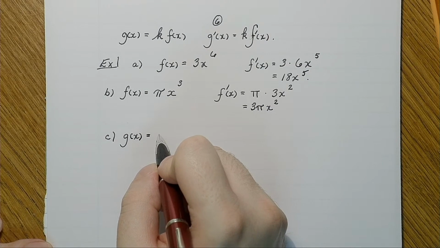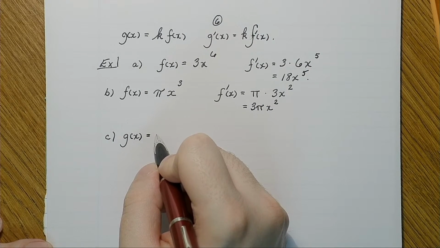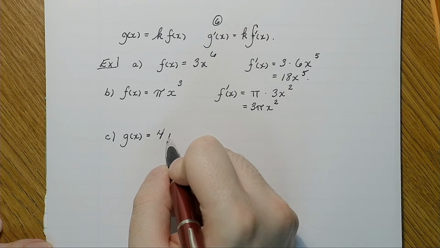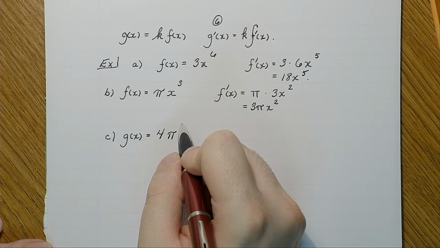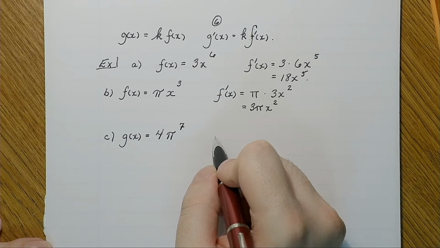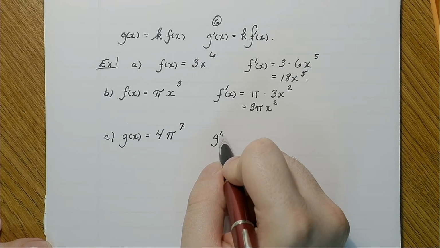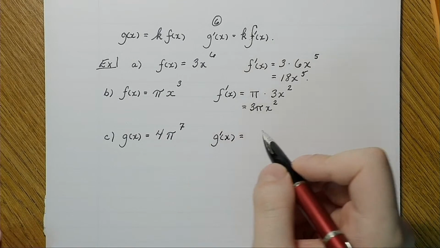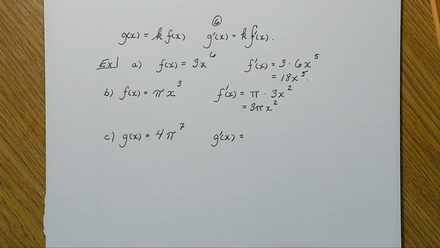Let's do, I don't know, 4 pi to the 7th. And what's the derivative of this? What do you guys think in the chat? What's the derivative of 4 pi to the 7th?